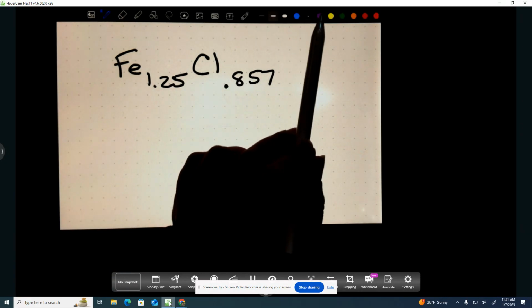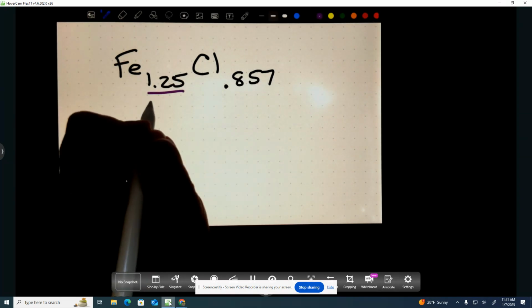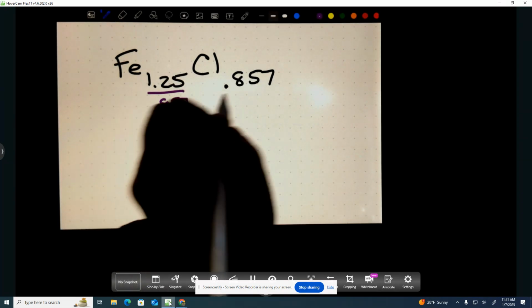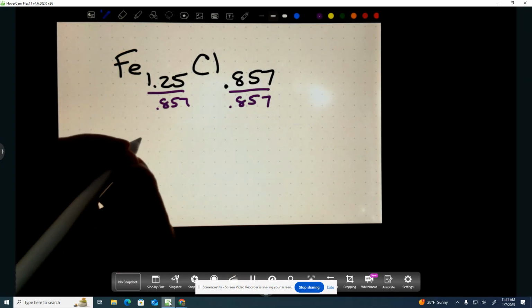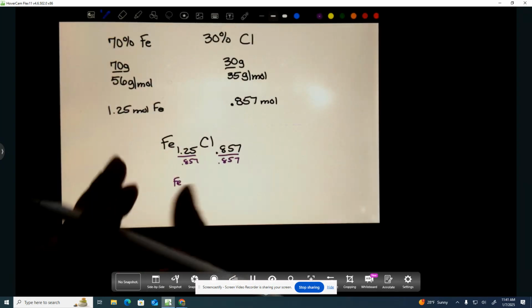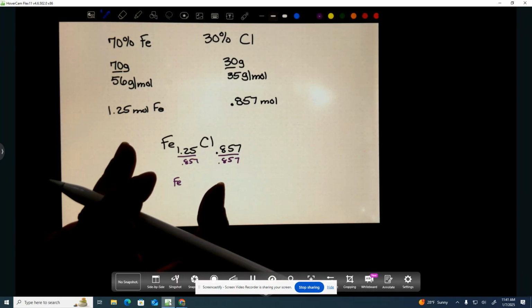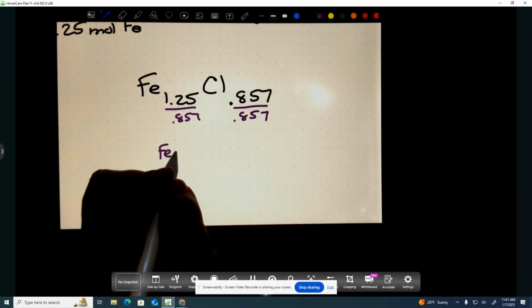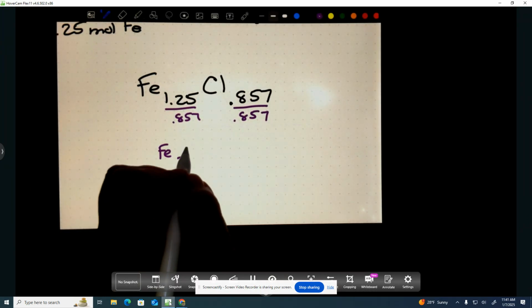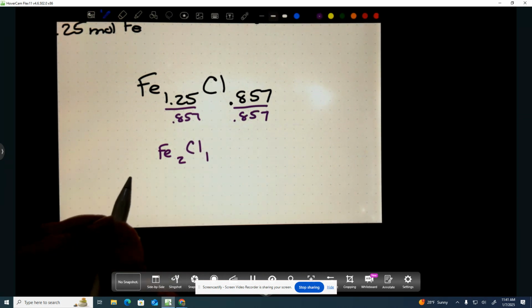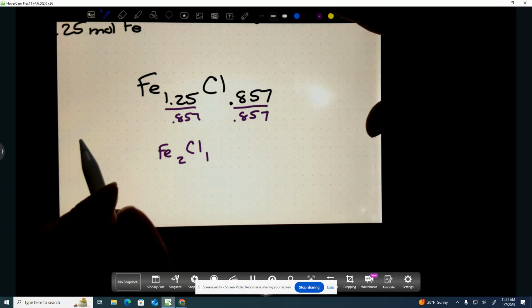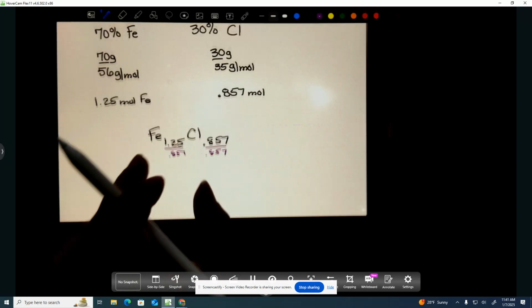You have less than 1 chlorine. Well, let's divide both sides. So this one's going to be Fe. Something's not right here. Is this 2? And chlorine is 1? That's not right. No. Something's wrong. What did you do, Miss? No, I don't know. I didn't do anything.